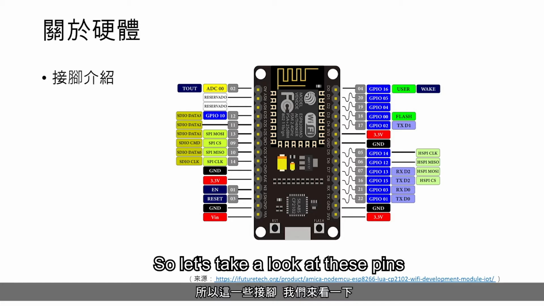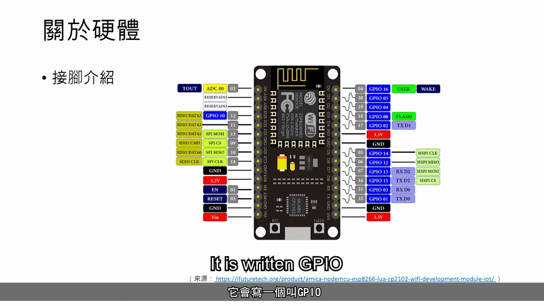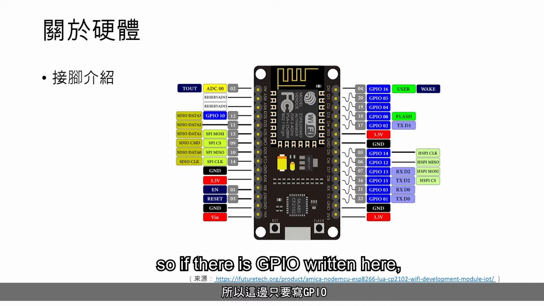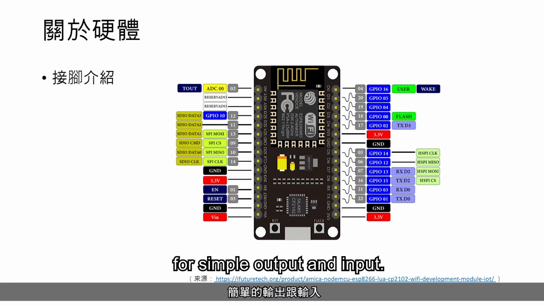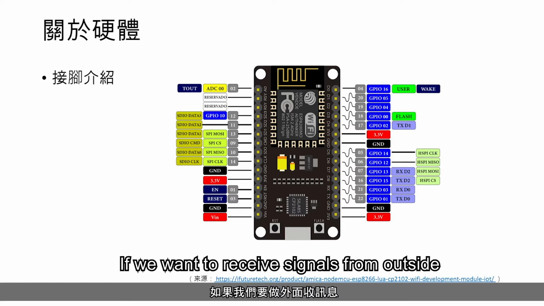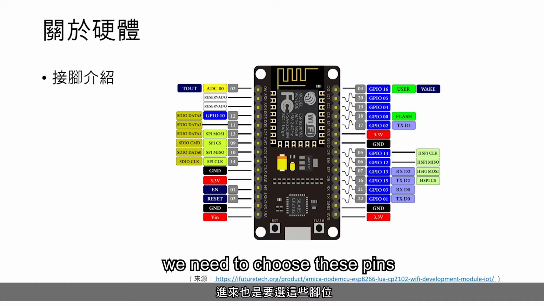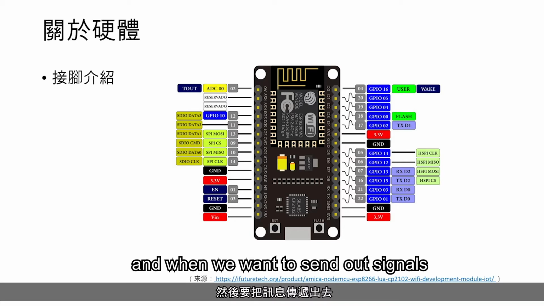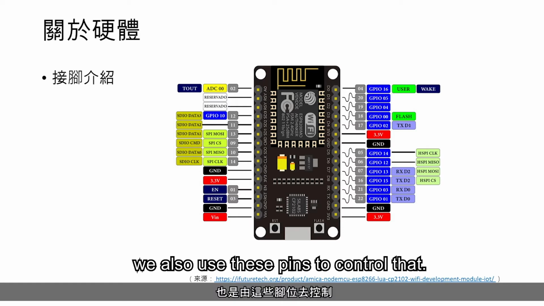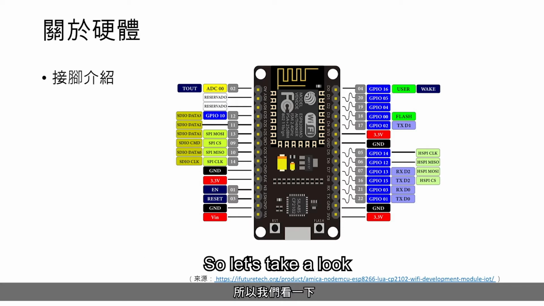So let's take a look at these pins. It is written GPIO. What is GPIO? It is actually a general purpose input and output. So if there is the GPIO written here, then it is generally used for simple output and input. If we want to receive signals from outside, we need to choose these pins. And when we want to send out signals to command the robot to do tasks, we also use these pins to control that.